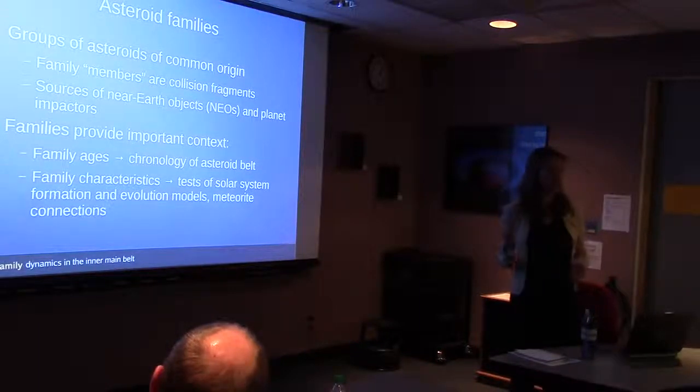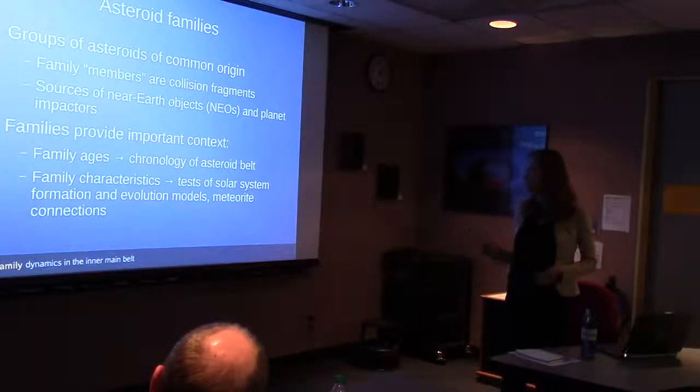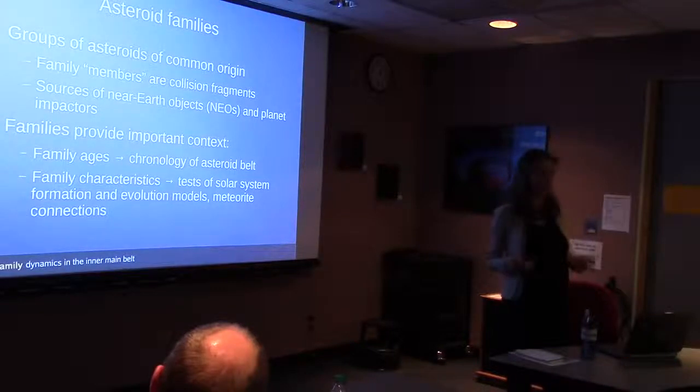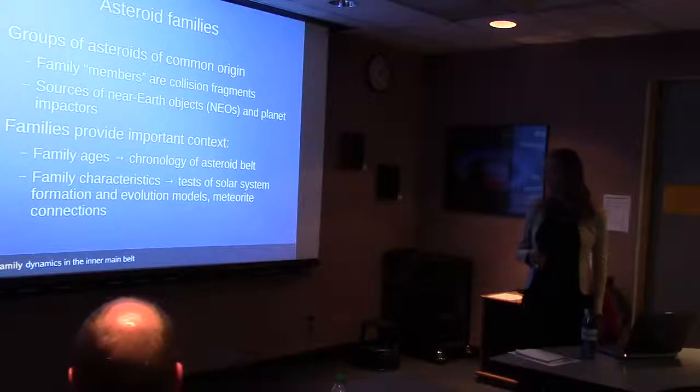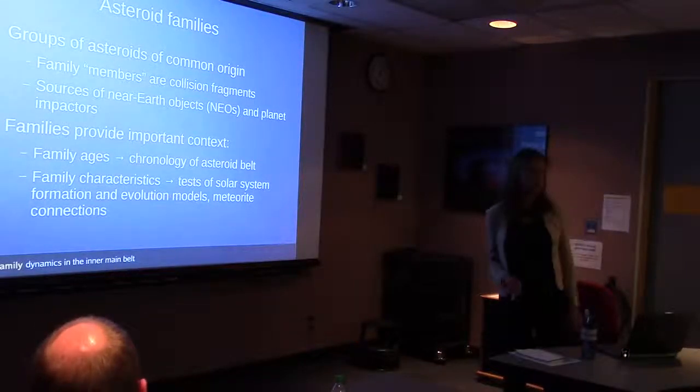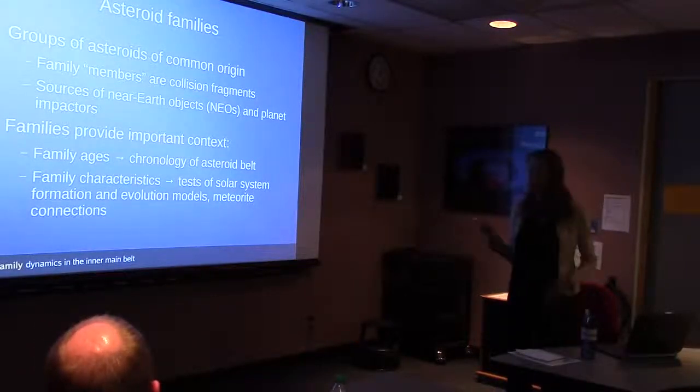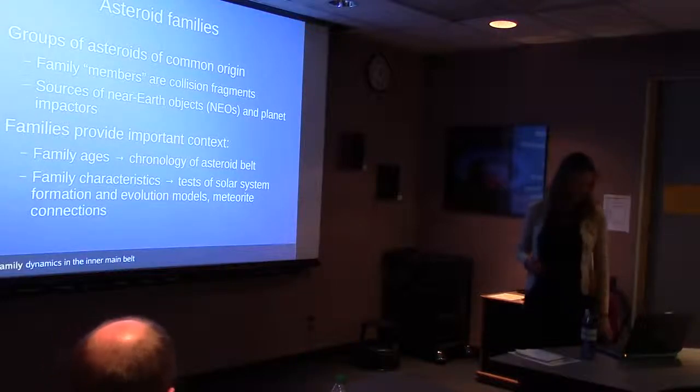You can get the ages of asteroid families, and that helps you find out the chronology of the asteroid belt and the history of the solar system. And then family characteristics can help you test models of solar system formation and evolution, as well as make meteorite-asteroid connections.